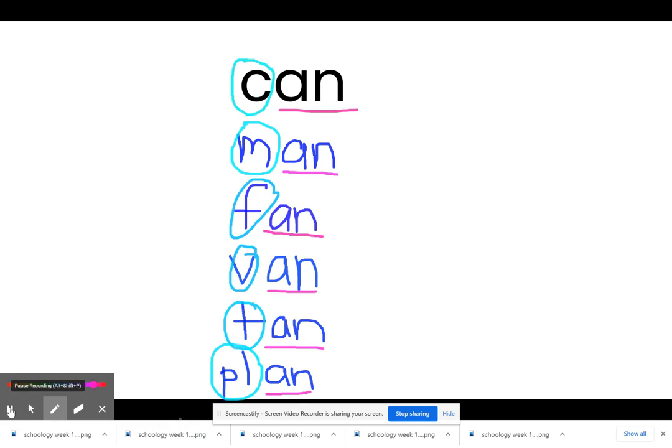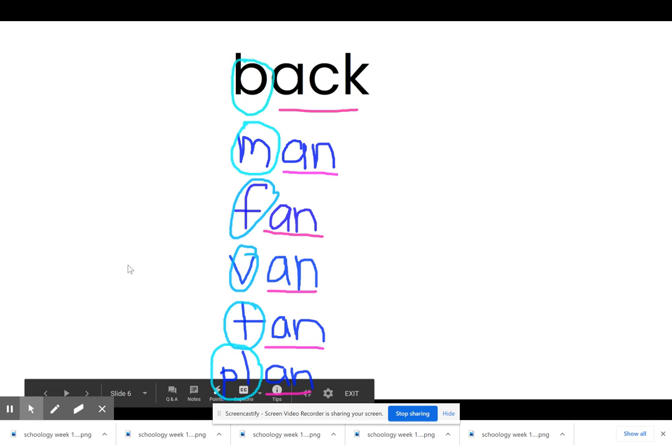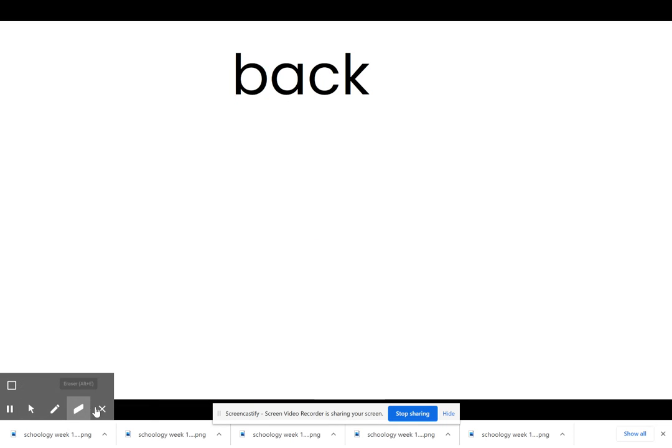Okay, let's go to the next one we're going to look at. It's the word back. So give me just a second. I'm going to erase what we have, and then we'll do some work with the word back. Okay, so at the top of your next page in your journal, go ahead and write the word back, B-A-C-K.